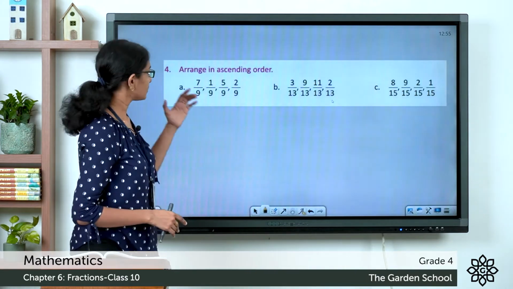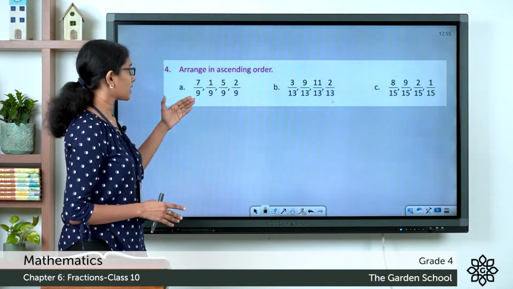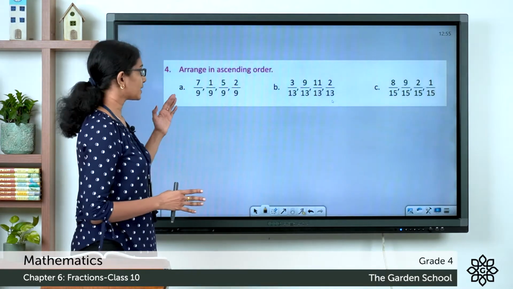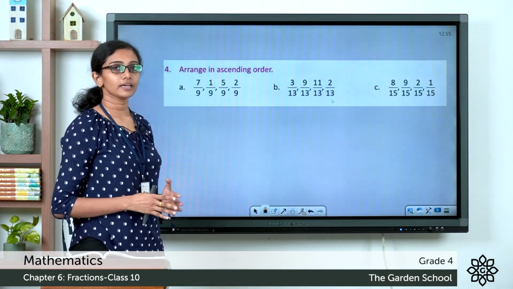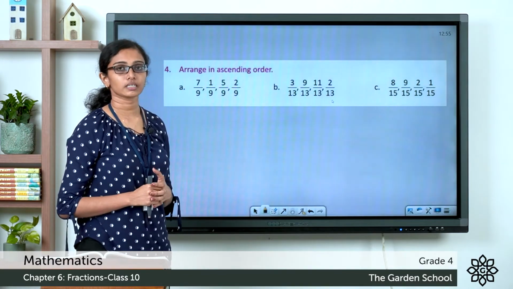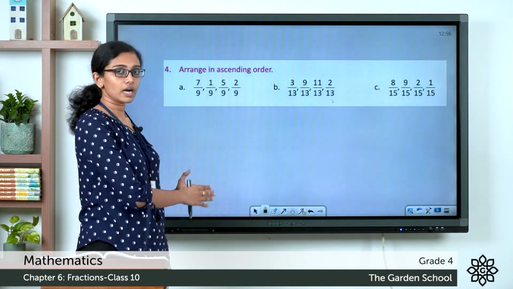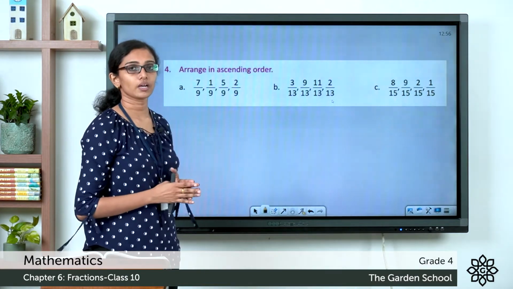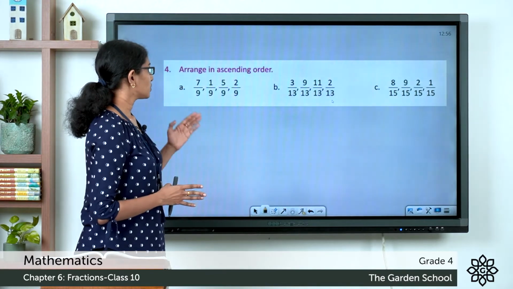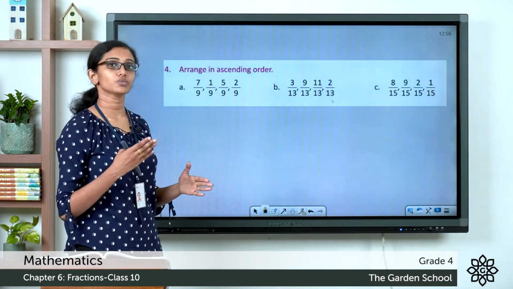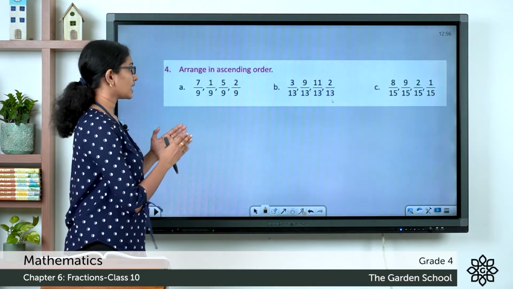Question A, you have 7 by 9, 1 by 9, 5 by 9 and 2 by 9. We have got like fractions here. So to compare them and arrange them in ascending order, just compare the numerators. In ascending order, you start from the smallest value and then move on to the highest value. Which fraction has the smallest numerator? It is 1 by 9. So it should be written first in the ascending order.